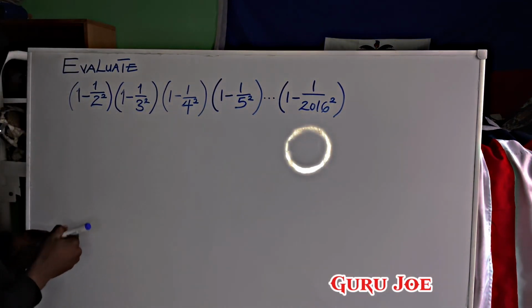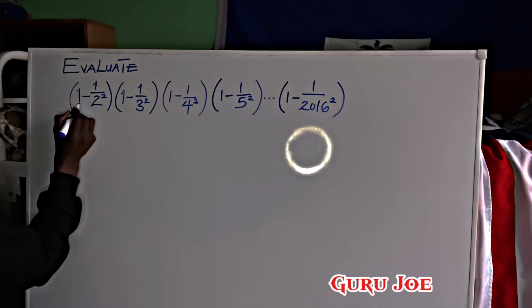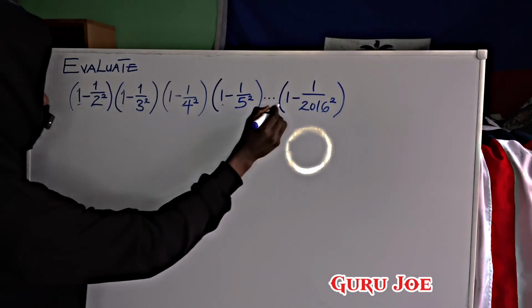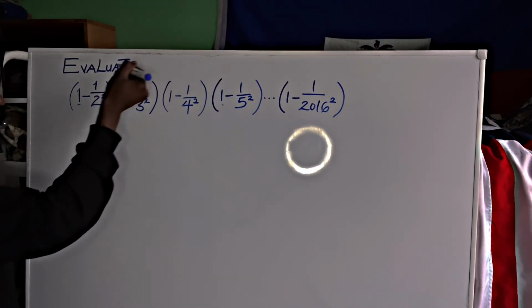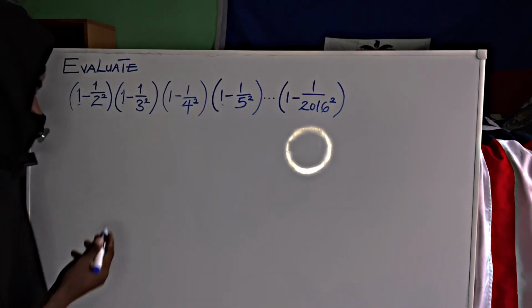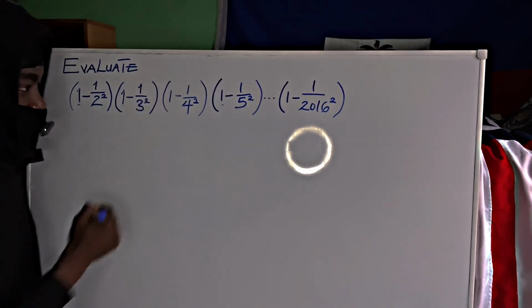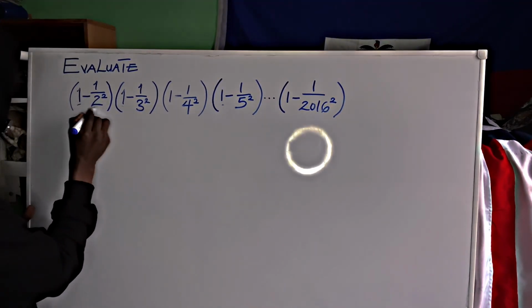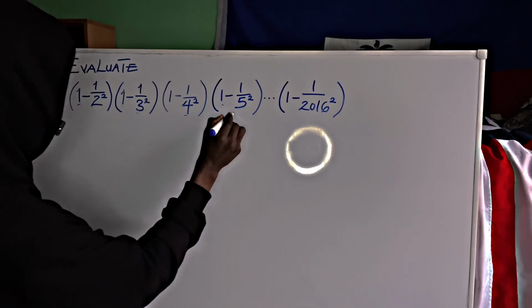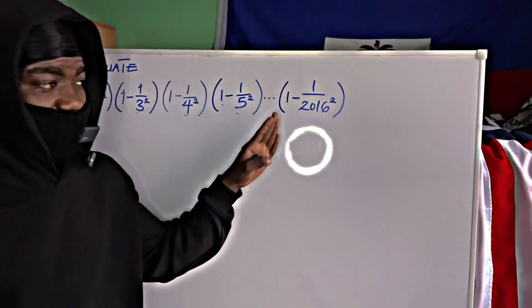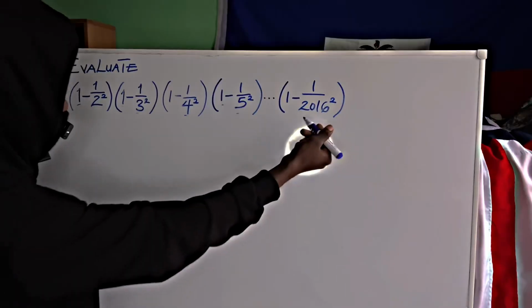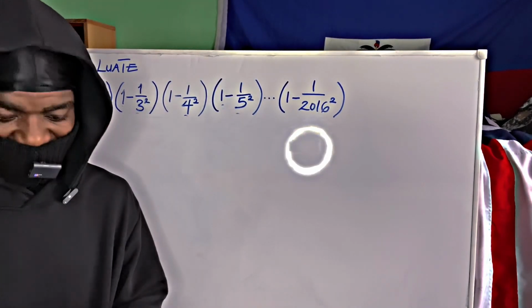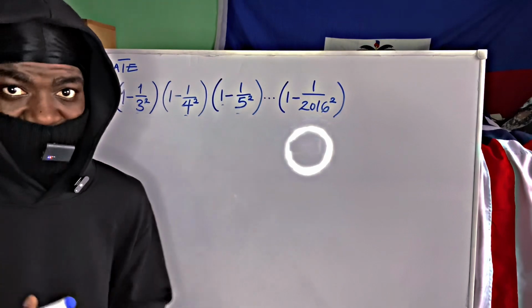So if we observe here, guys, we notice that the 1 is constant everywhere in the numerator, as well as the sign. So what do we see changing here? We see 2, 3, 4, 5, which means there are terms in between: 6, 7, 8, 9 up to 2016. Let's express this in a more general form.